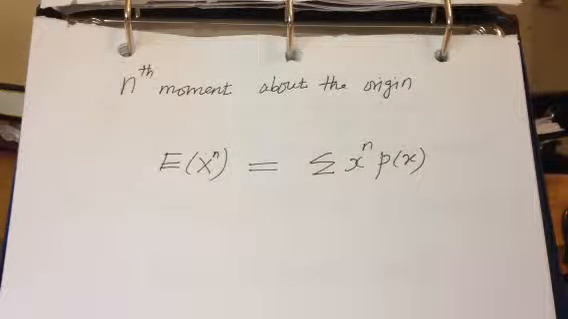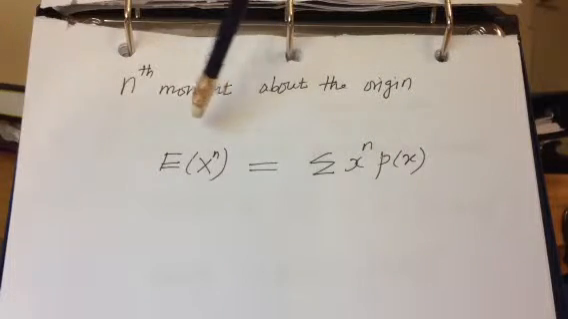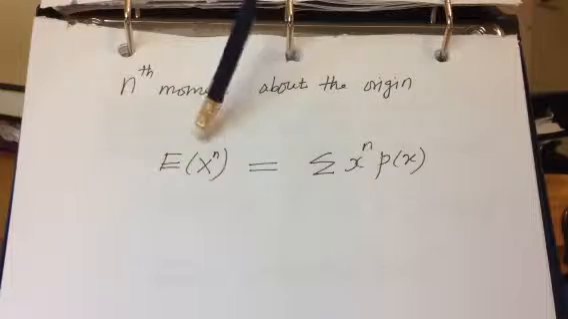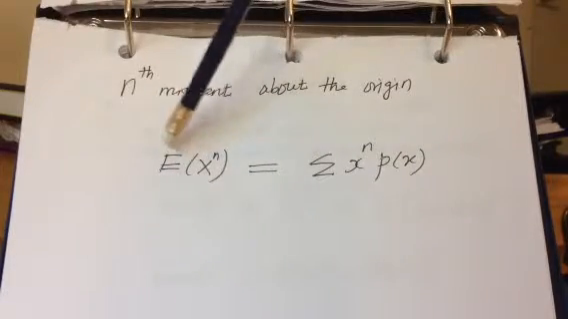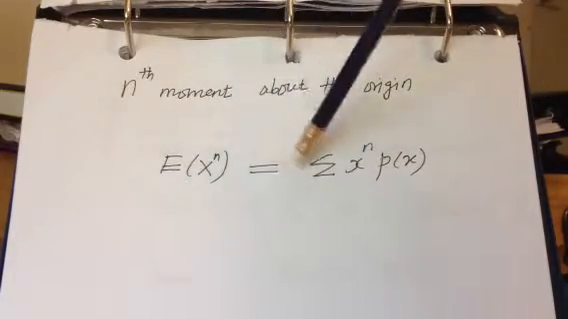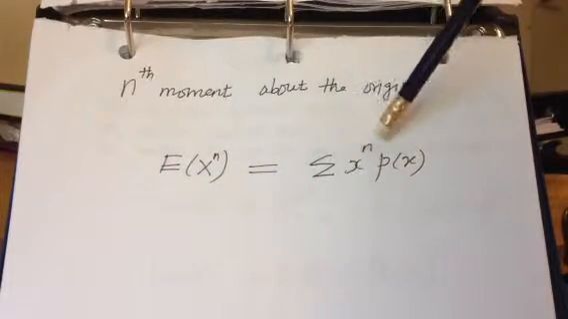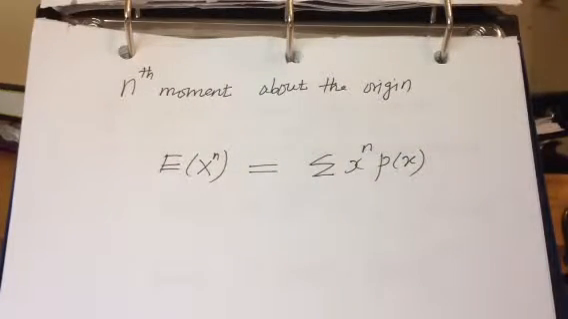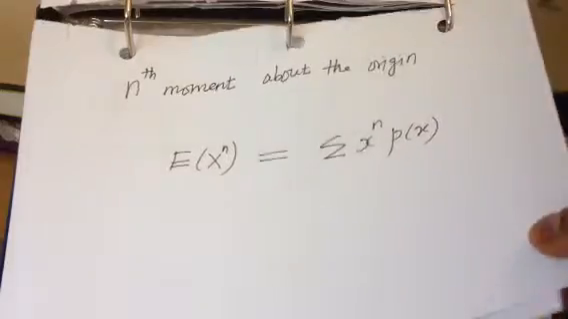Now I'm going to define the nth moment about the origin. That is nothing but the expectation of x power n about the origin. That is, expectation of x power n is equal to the summation of x power n times the probability mass function. I'm going to move on to my next slide.